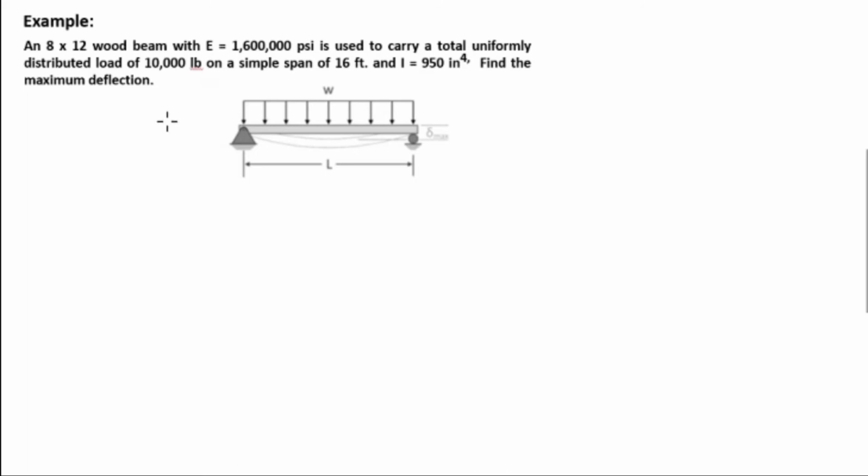Find the maximum deflection. So we have a total uniformly distributed load of 10,000 pounds, with a length of 16 feet, and I, which is 950 inch to the fourth, given. We have the dimension of the beam, which is 8 by 12, the size of the beam.